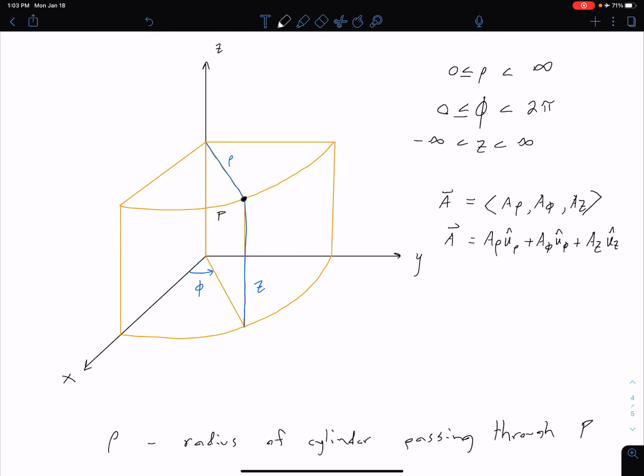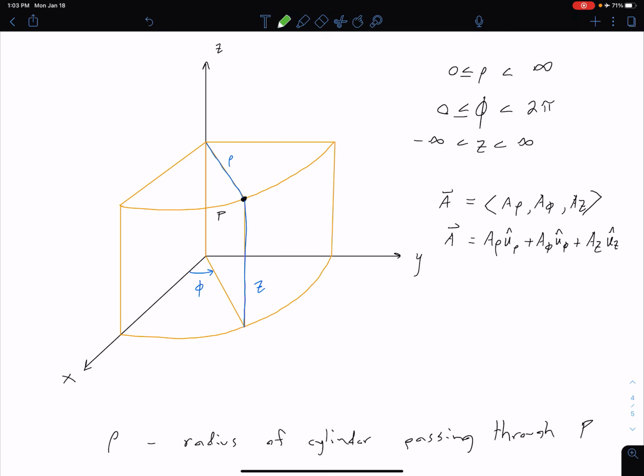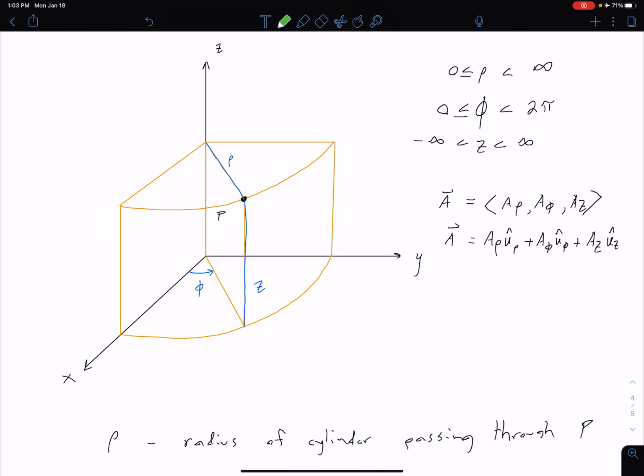I realized I've not defined what these unit vectors are. At any point we could define these unit vectors. So let's come up here to our point P in our drawing, and let me do these in a new color. So let's do green. Our rho unit vector is going to be extending along this line rho here. Let's make this a little bolder too. So our rho unit vector is going to be coming out in this direction. This is going to be our u rho, again just extending along that rho line.